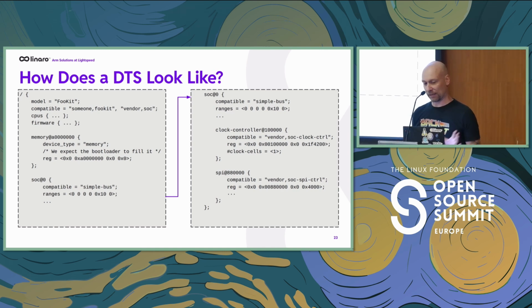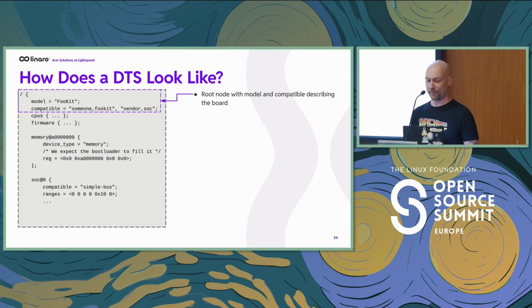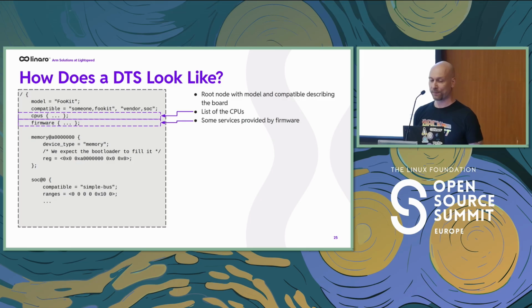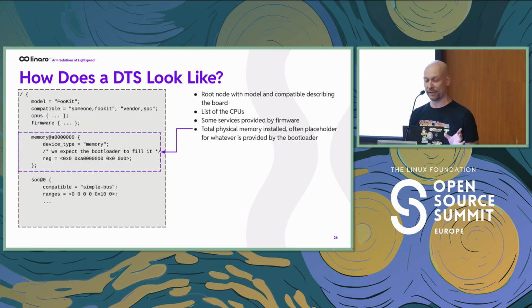Let's go one by one quickly through it. So it starts with the root node, and this is this opening bracket. In this root node, you will define what this board is about, so the model and compatible. We'll have some list of CPUs, some sort of firmware provided services. I removed here many boilerplate and many other unneeded things, but just to illustrate that we have some things like that.